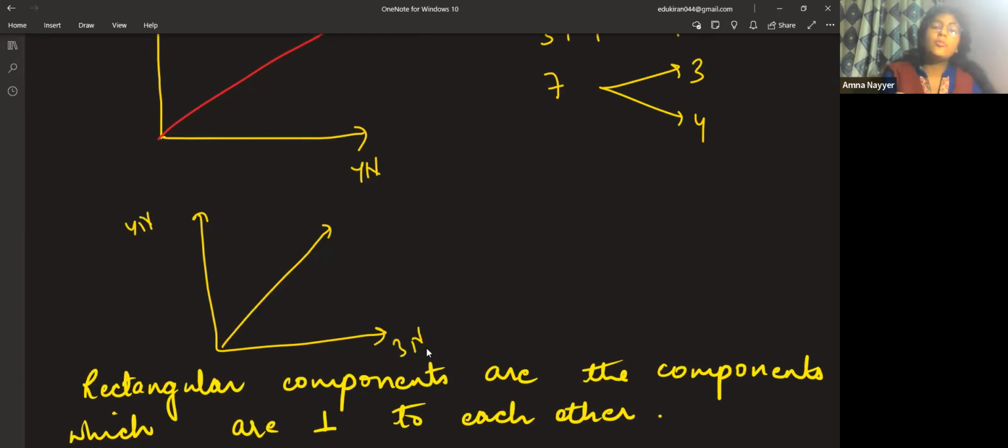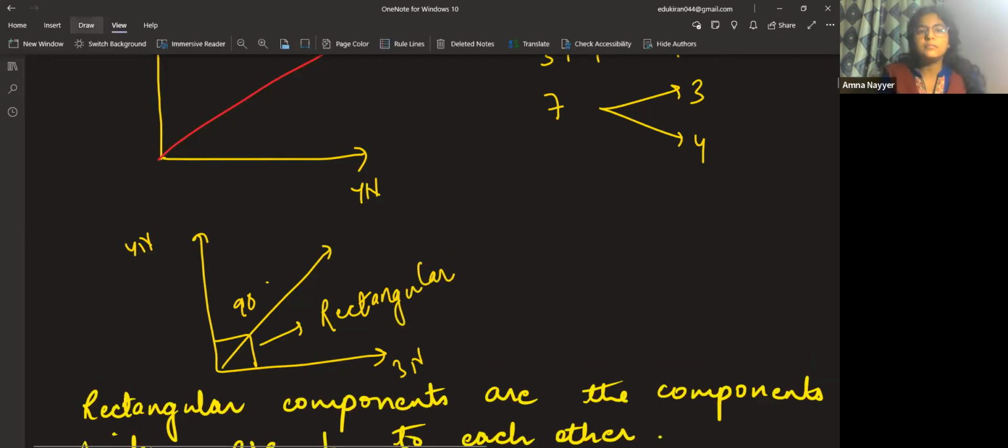Fine. What is meant by rectangular components? Before this, I just used the term components of resolution of vectors. What is meant by rectangular components? Rectangular component means this angle has to be 90 degrees. That's why we are calling them rectangular. This is what defines the rectangular components.